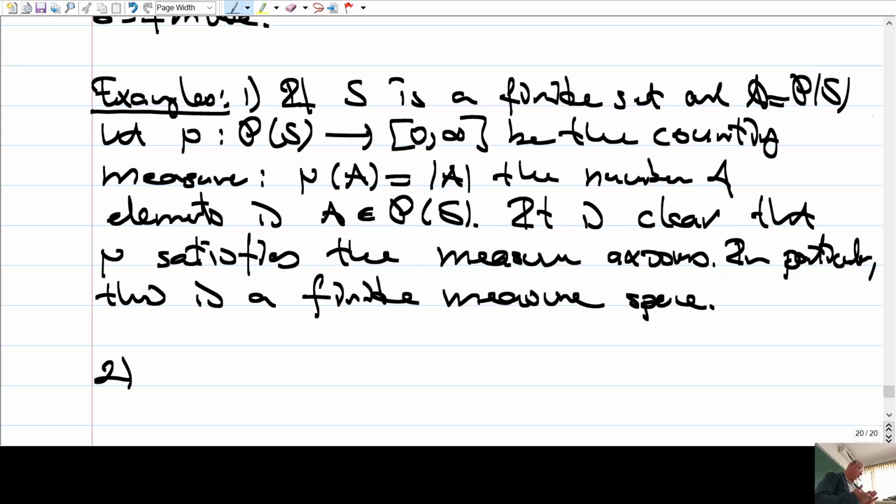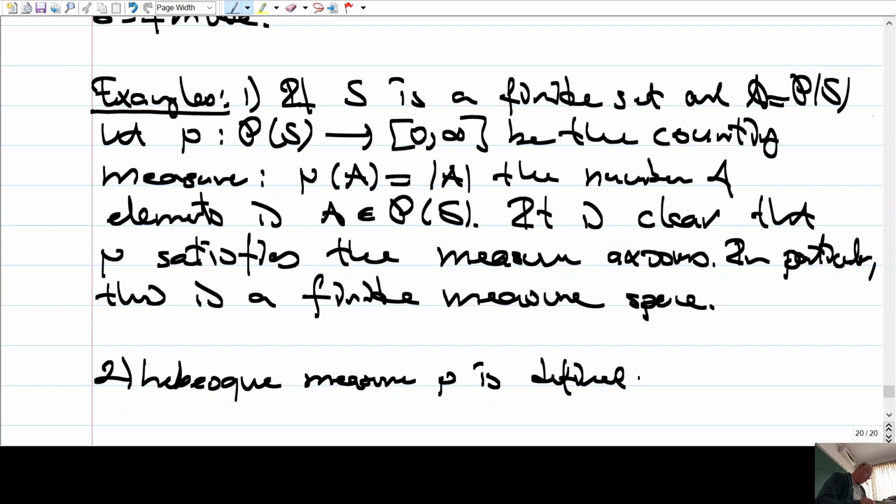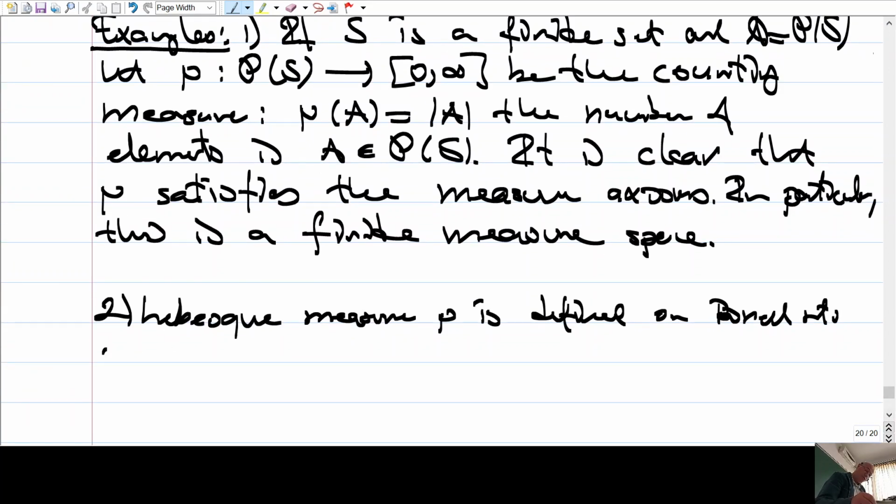All right, so the second example is the so-called Lebesgue measure. The measure mu is defined on Borel sets of R to the power d, as follows.